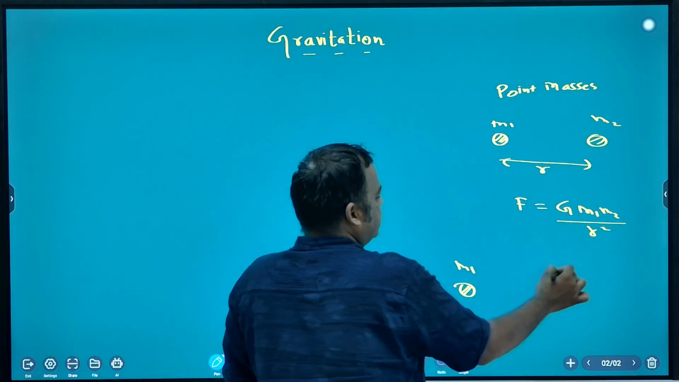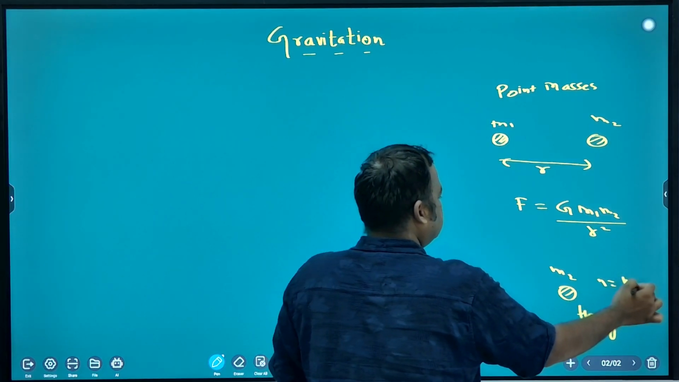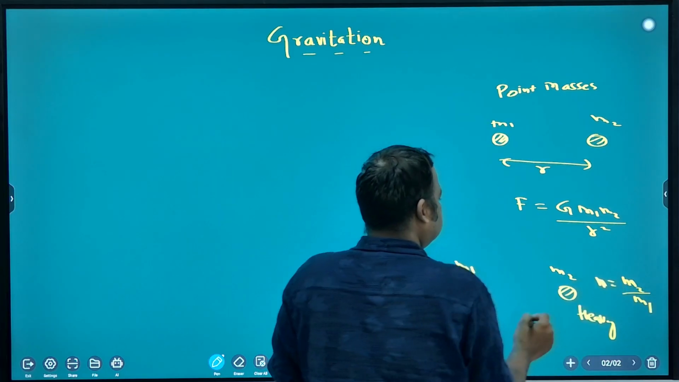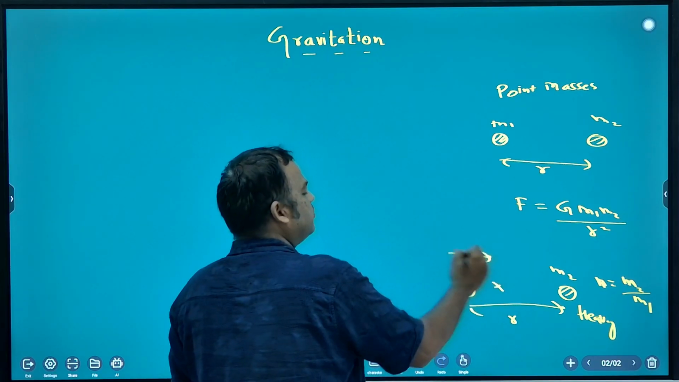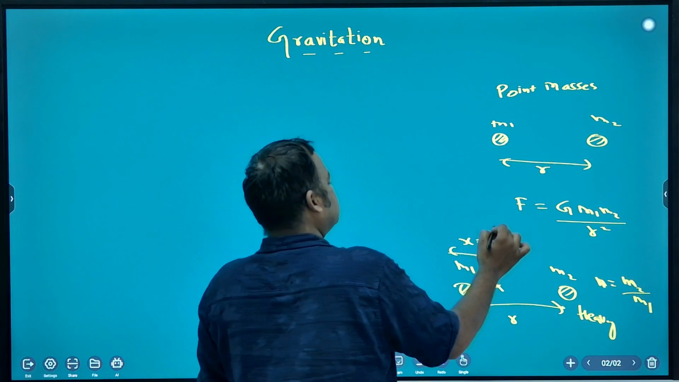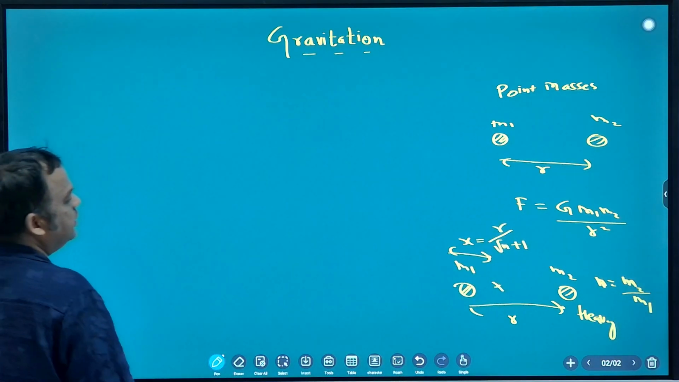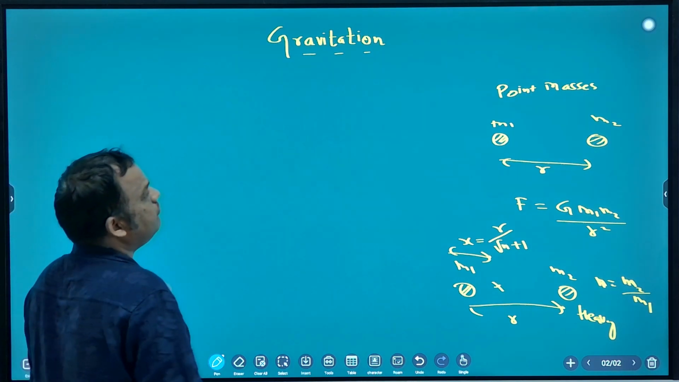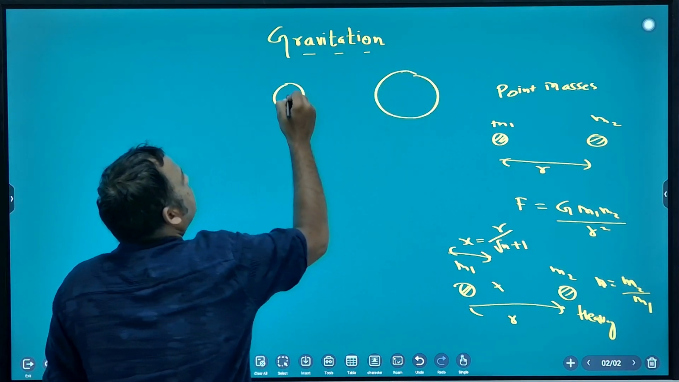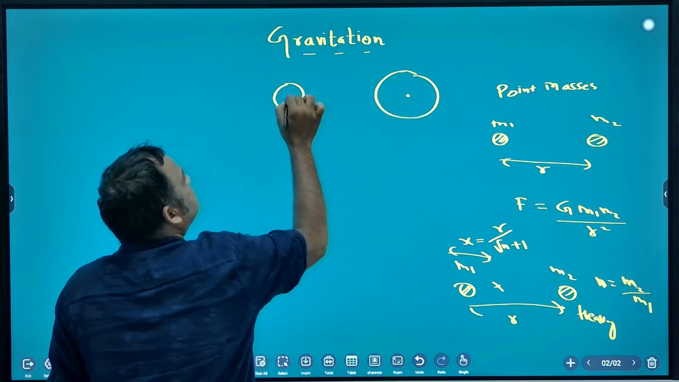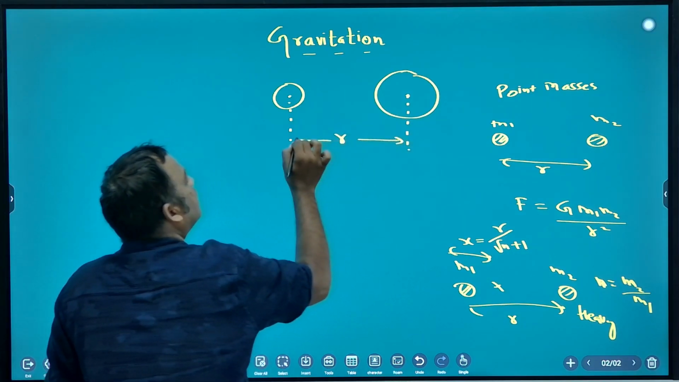Suppose this is m1, this is m2, m2 is heavy, so what is the value of n? m2 by m1. Distance is r, null point will be close to lighter mass. What is the formula for x? R by root n plus 1. Okay. Null point. If planets are there, suppose this is one planet, this is another planet, you take distance between centers. Distance between centers as r.